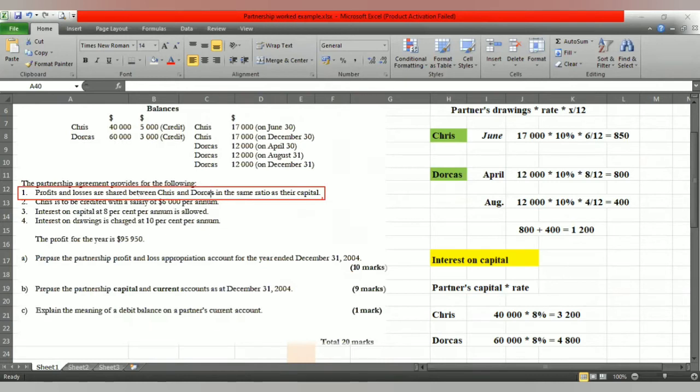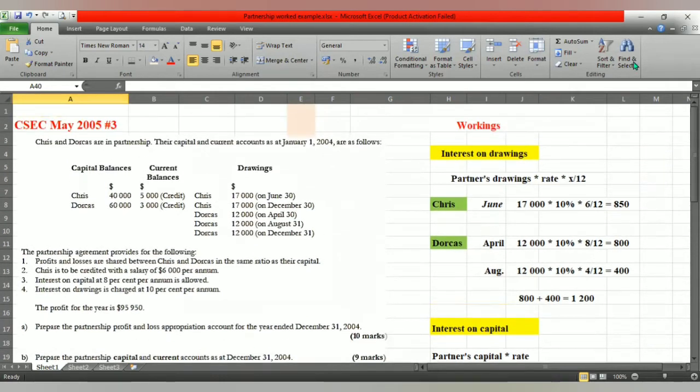So you're asked to share profits and losses between Chris and Dorcas in the same ratio as their capital. In sharing in the same ratio as their capital, you pick up the partners' capital. So I'm going to highlight the partners' capital so that we can recall the value of the capital contributed by each partner.